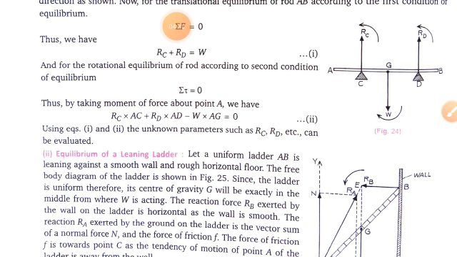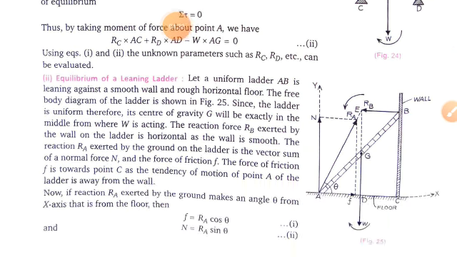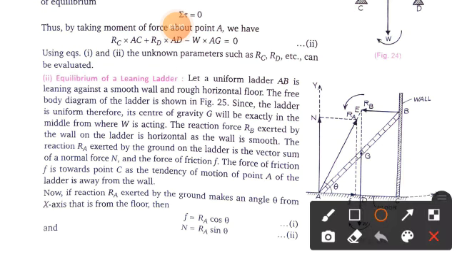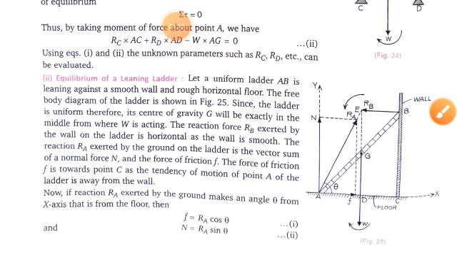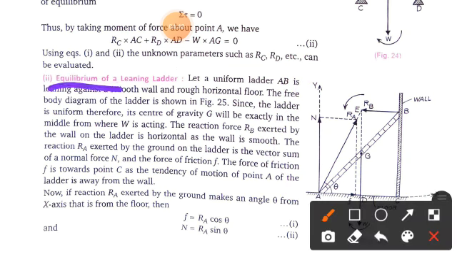Now you can see here figure number 2 or figure 25. From this figure, equilibrium of a leaning ladder. Let a uniform ladder AB be leaning against a smooth wall and rough horizontal floor. Clear? This is the ladder.